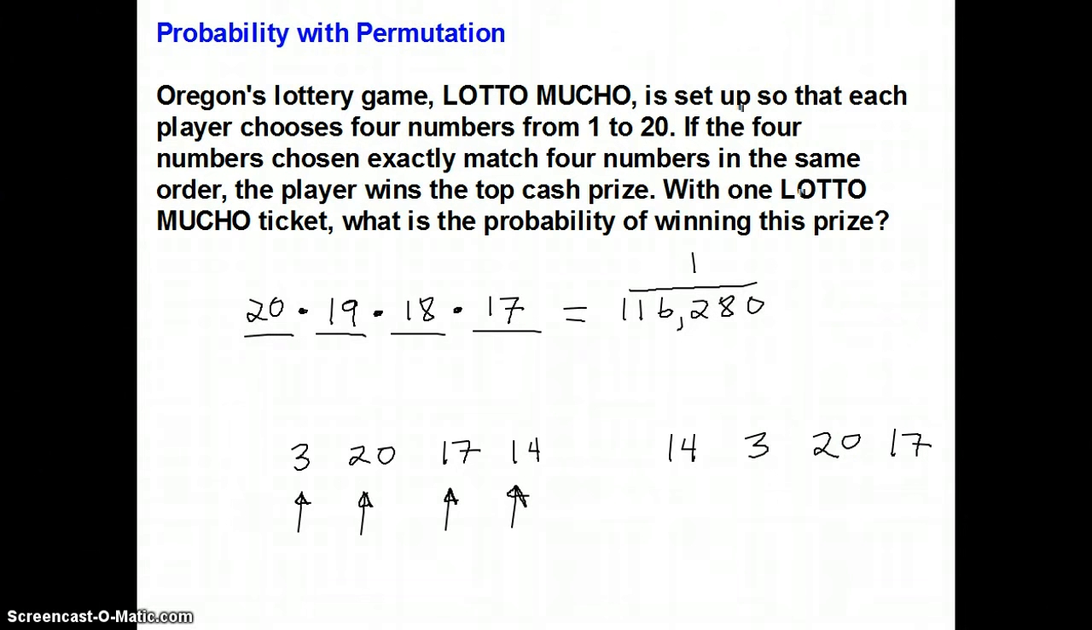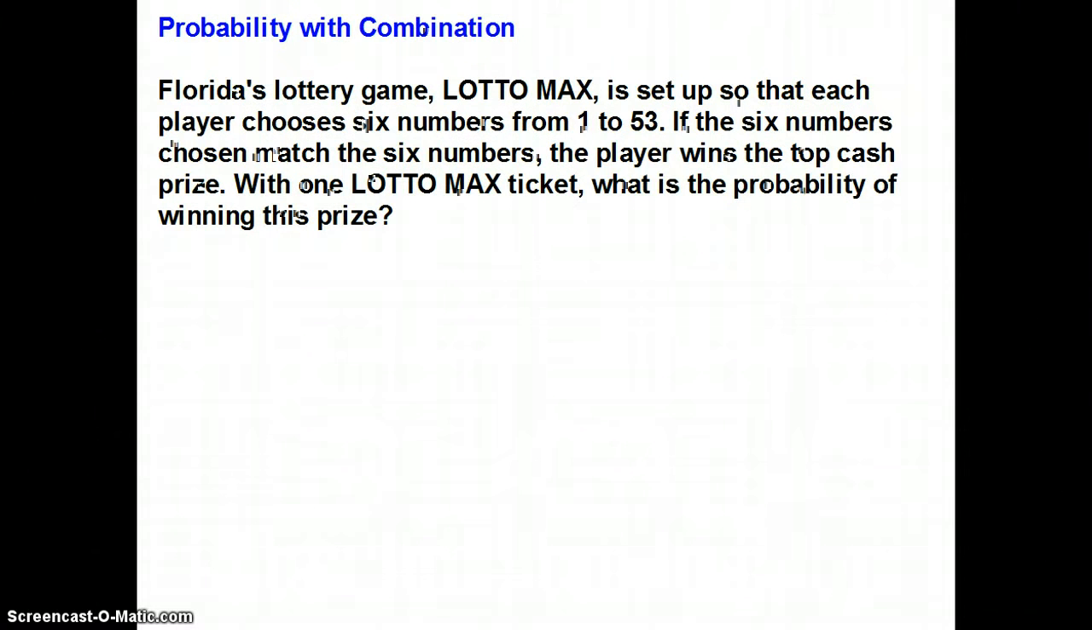And why do I bring up combination? Because that's the next problem here. We have Florida's lottery game, Lotto Max, is set up so that each player chooses 6 numbers, 1 to 53. If the 6 numbers chosen match the 6 numbers, the player wins the top cash prize. With 1 Lotto Max ticket, what is the probability of winning this prize? So let's figure out how many different combinations we have.